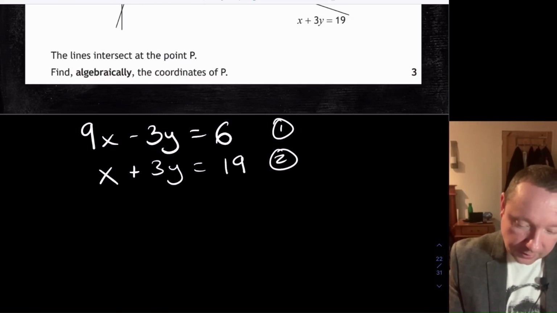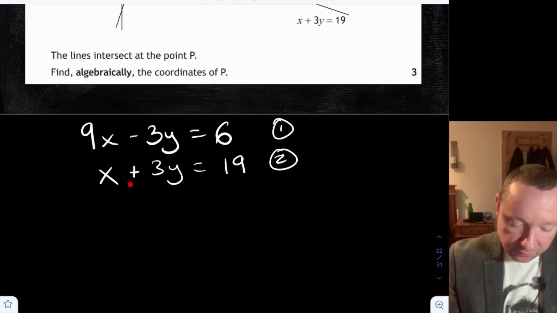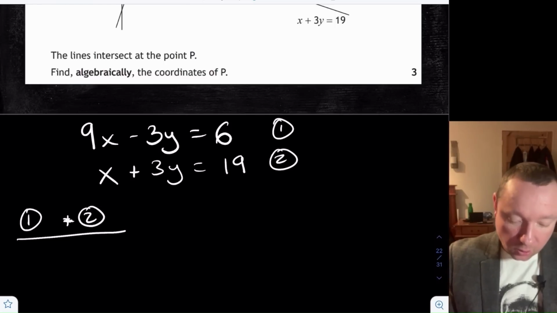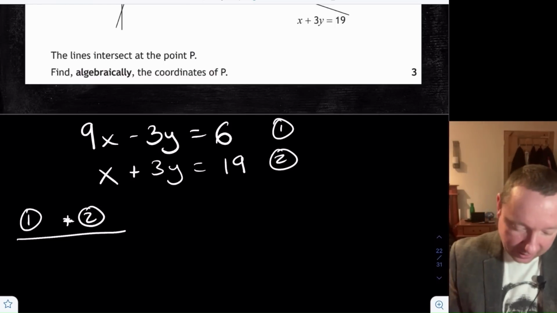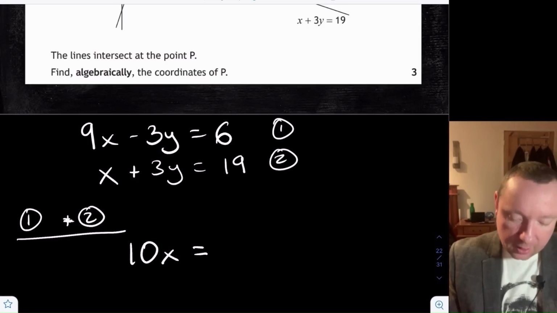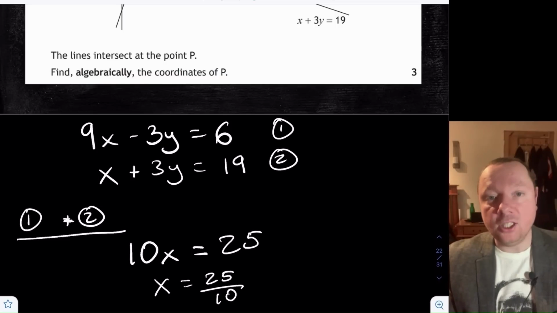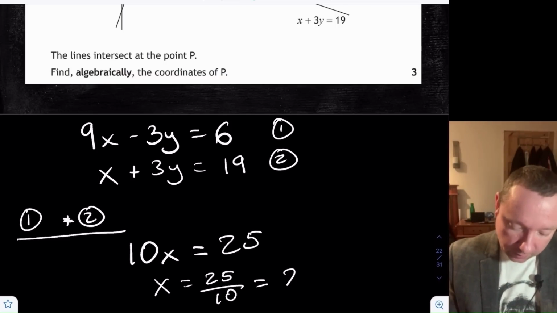And this time you can see that these numbers are the same but they're different signs. So I add the equations when they're different signs. So I do 1 plus 2. So 9x plus 1x is 10x. The y's disappear. 19 plus 6 is 25. So x is 25 over 10. Leave that as a simplified fraction if you want, or a decimal, because it's an easy decimal. I would write 2.5 for this one.